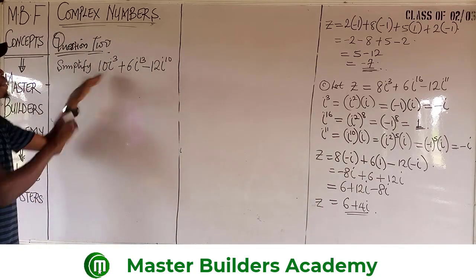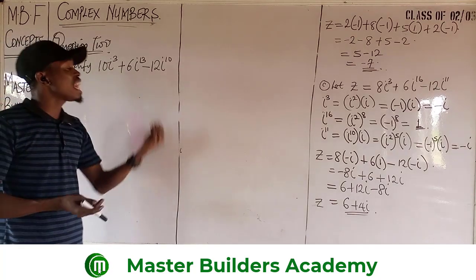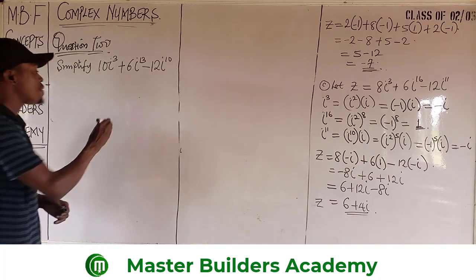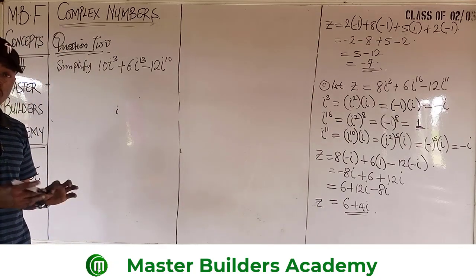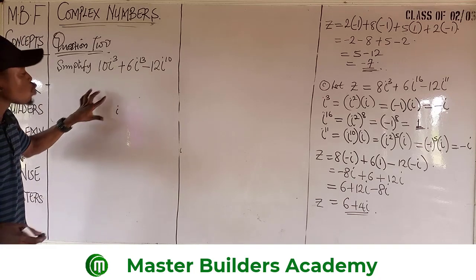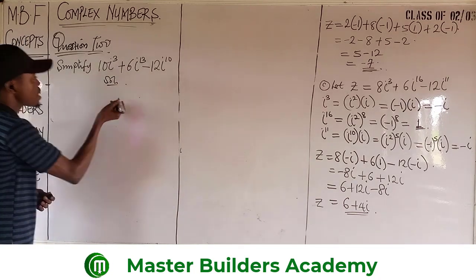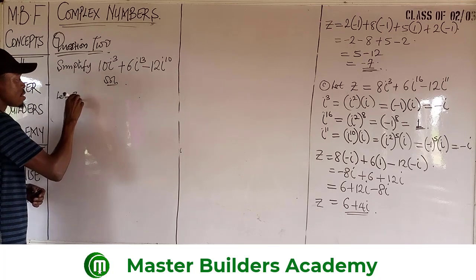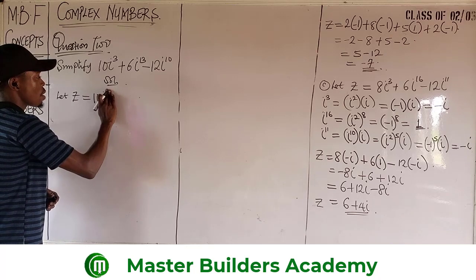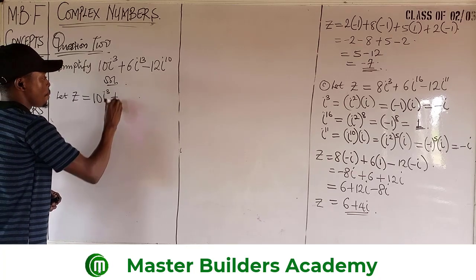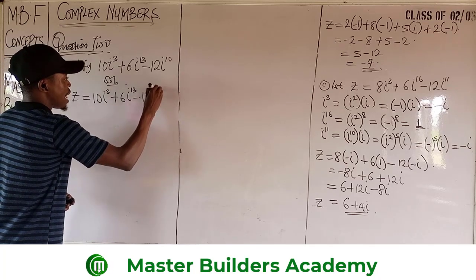Now we are asked to simplify this. Meaning, solve this to a level where you have your highest power of I as I to the power of 1. This is what it means. So how do we get to this level? This is solution. I can simply say let Z be equal to 10I^3 plus 6I^13 minus 12I^10.